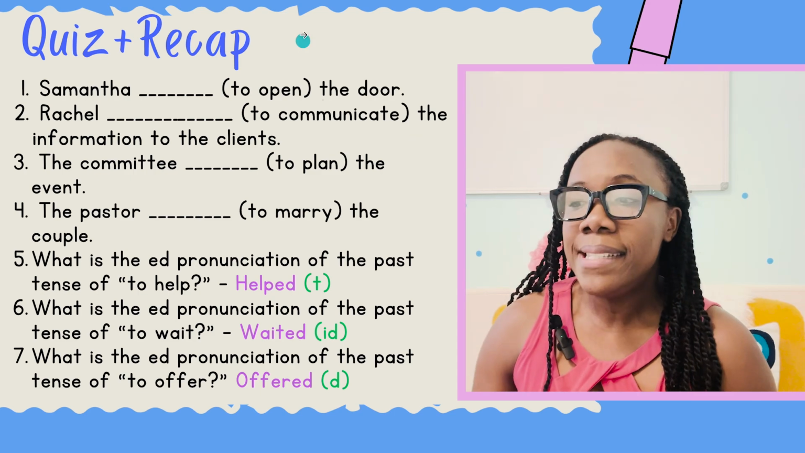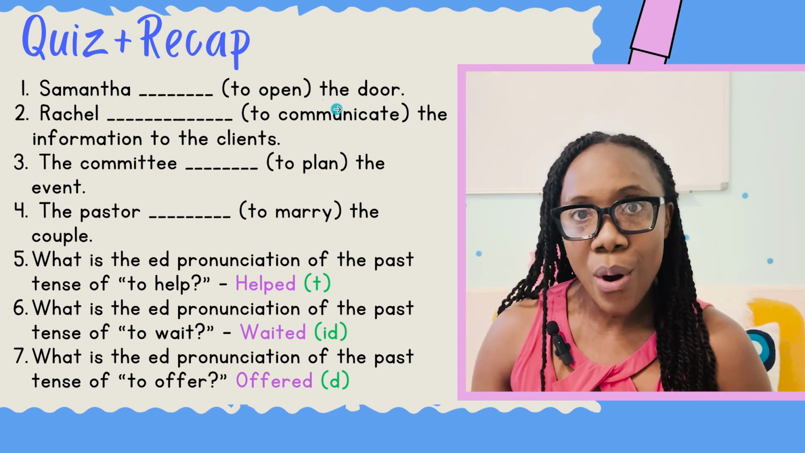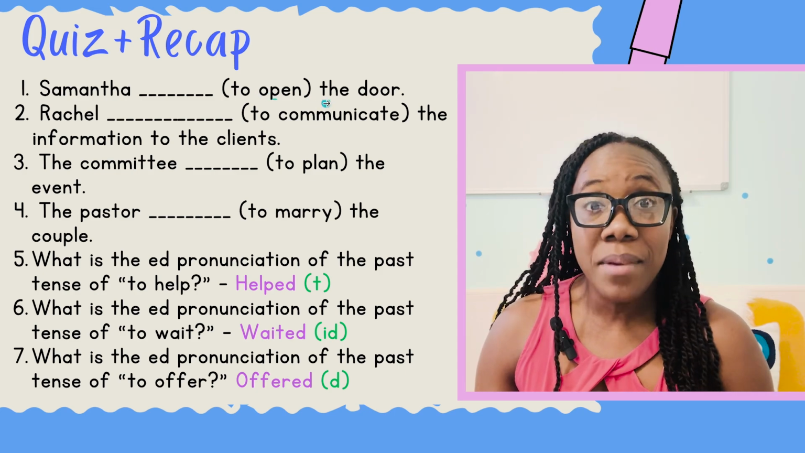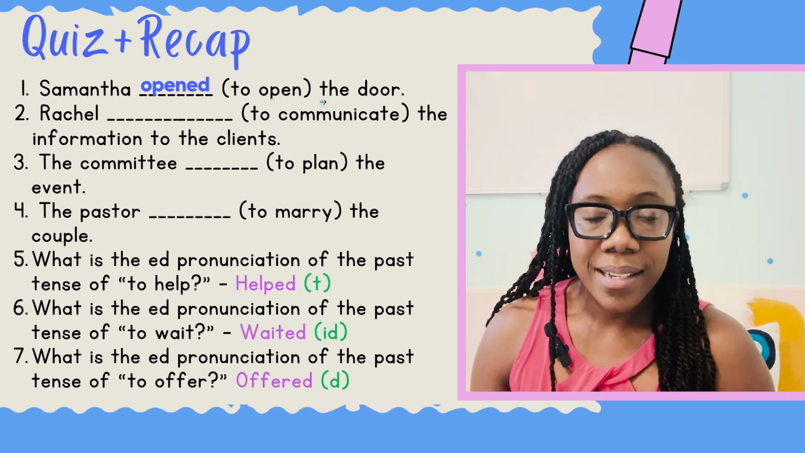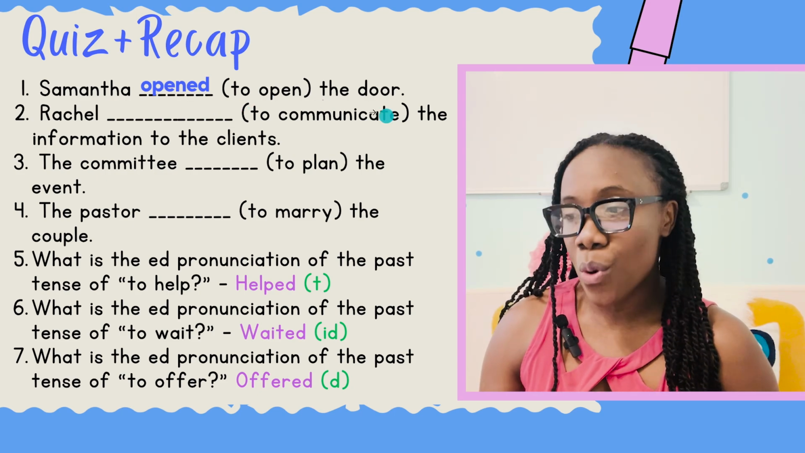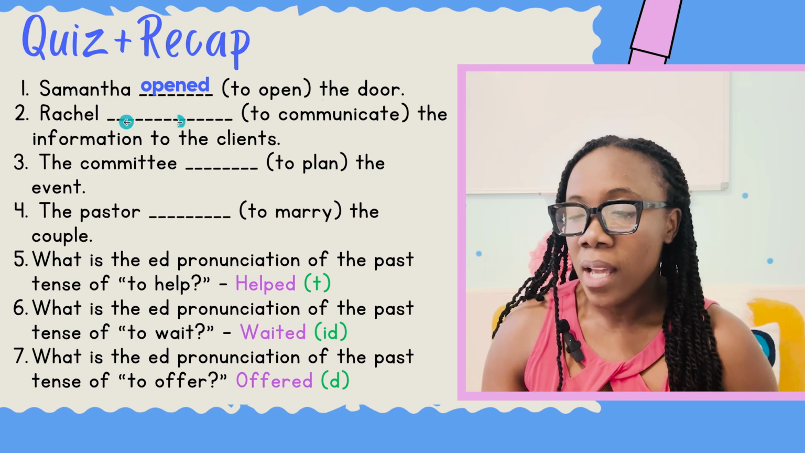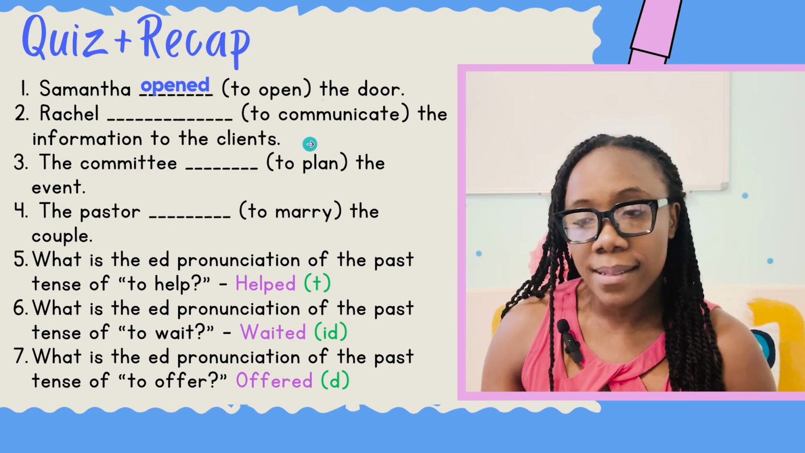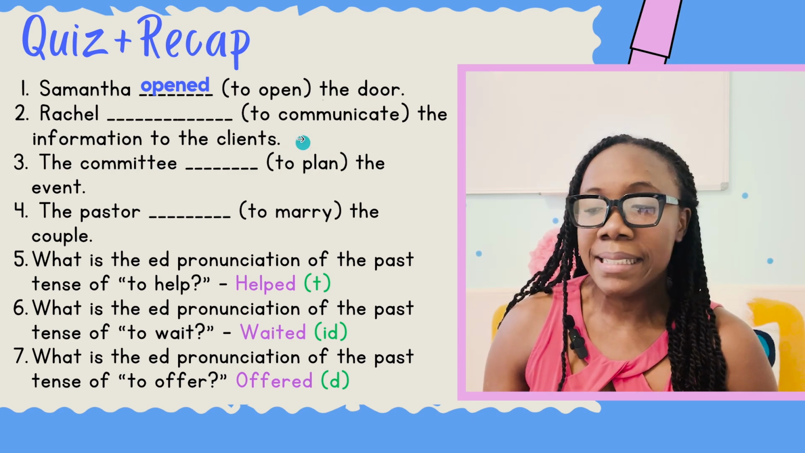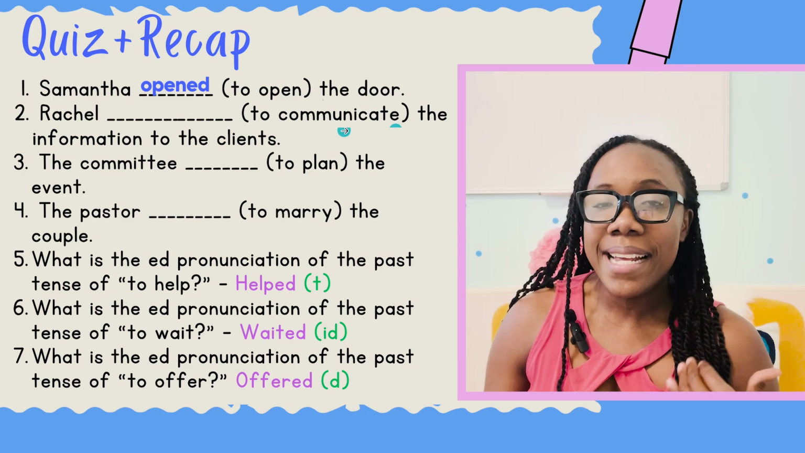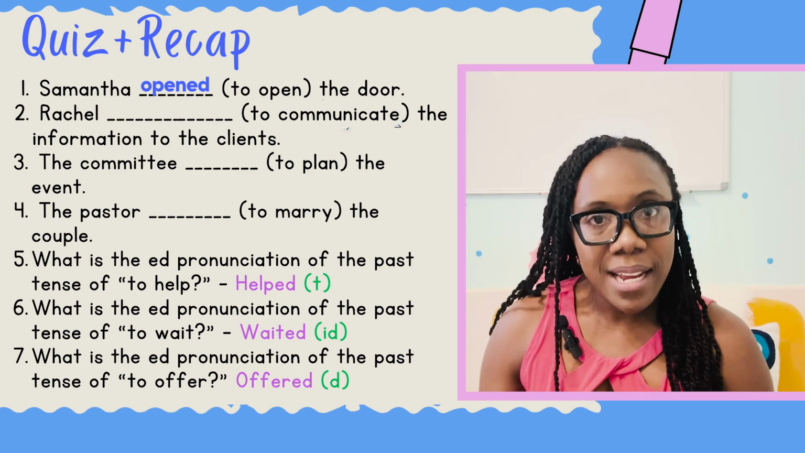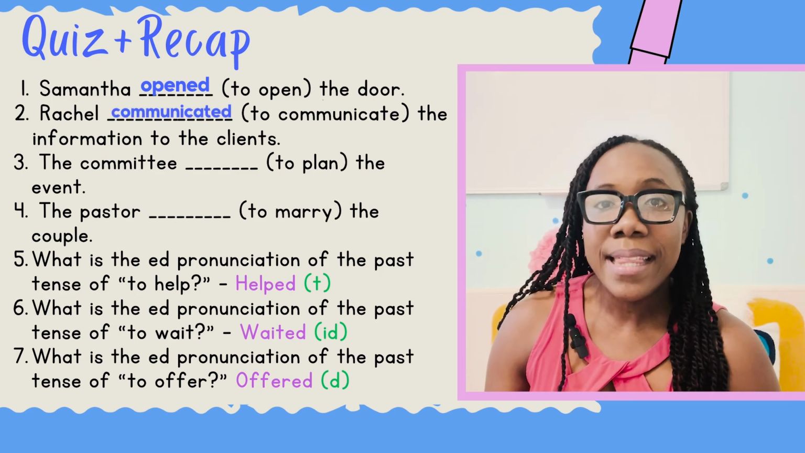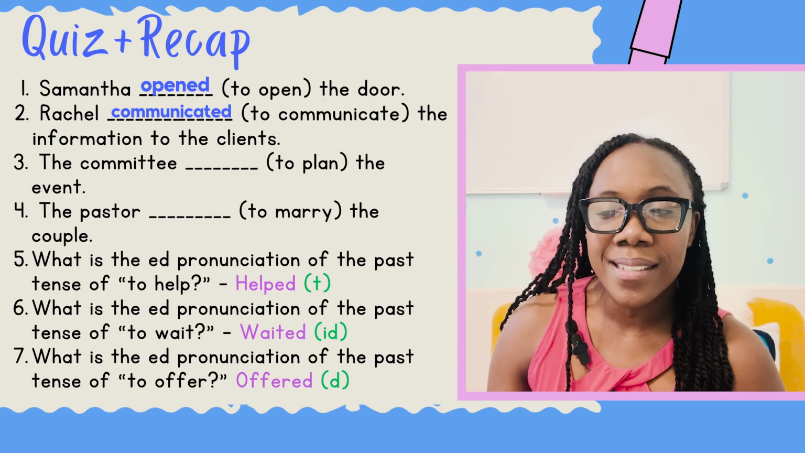Number 1 says Samantha blank the door. The verb is the verb to open, and the past tense of open being a regular verb is opened. So Samantha opened the door. We just add ed. Number 2 says Rachel blank the information to the clients. The verb is communicate. And communicate ends in an E, so we just need to add D to form the past tense. We therefore end up with Rachel communicated the information to the clients.